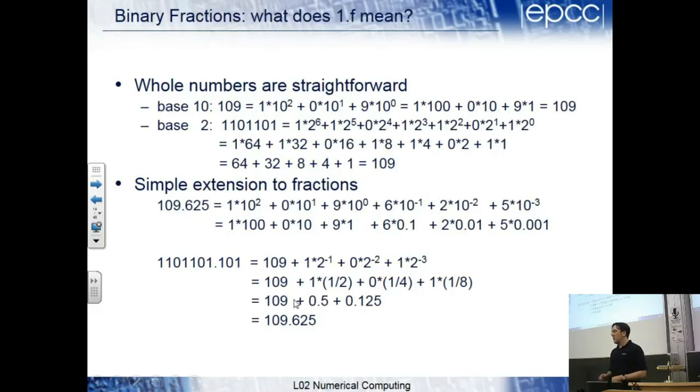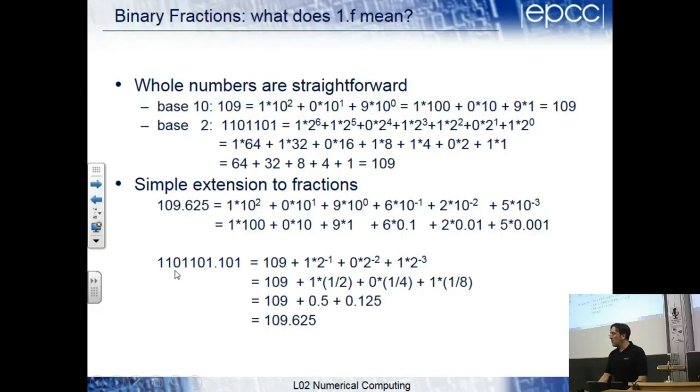Basically, you start coming up with things, you get things like binary fractions, which look a bit weird, but they're actually quite simple. If you wrote 109.625, that is 1 times 10 squared plus 0 times 10 to the 1 plus 9 times 10 to the 0, and the numbers past the decimal point are the tenths, hundredths, and thousandths. So 109.625 is 100, 0 tens, 9 ones, 6 tenths, 2 hundredths, and 5 thousandths.